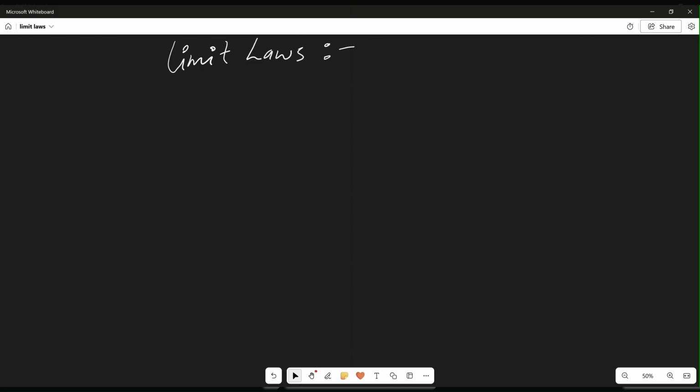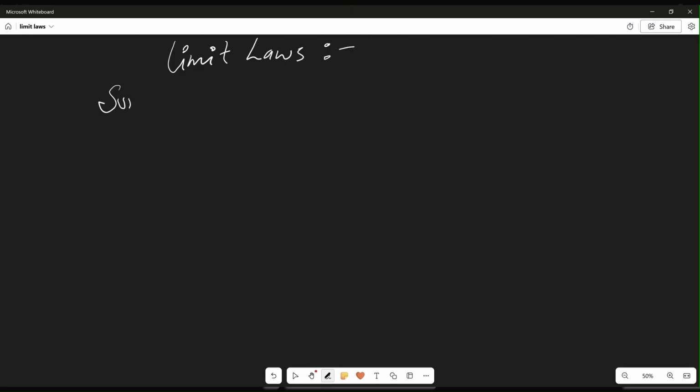Hi, if you're looking for a quick review of limit laws and how to solve problems where we need to apply limit laws, this is the place for a quick review. Okay, let's go over quickly some of the major useful limit laws.